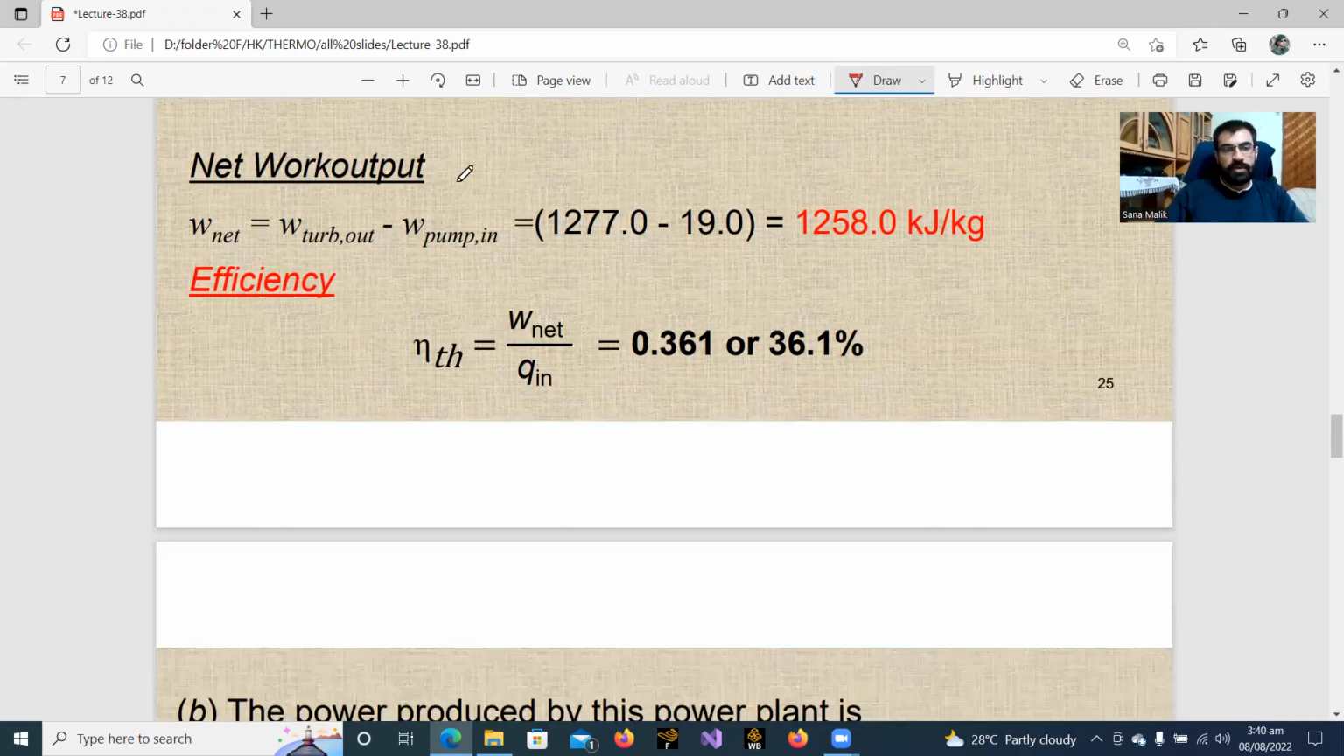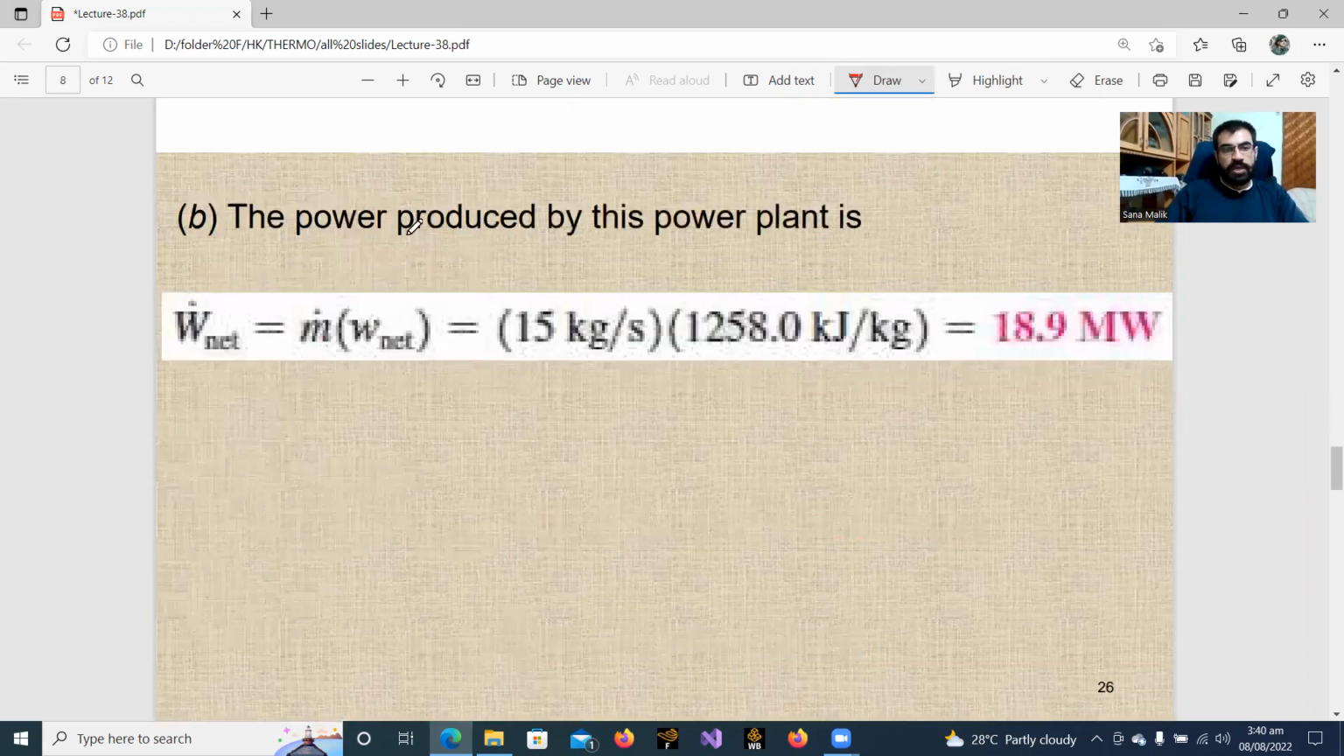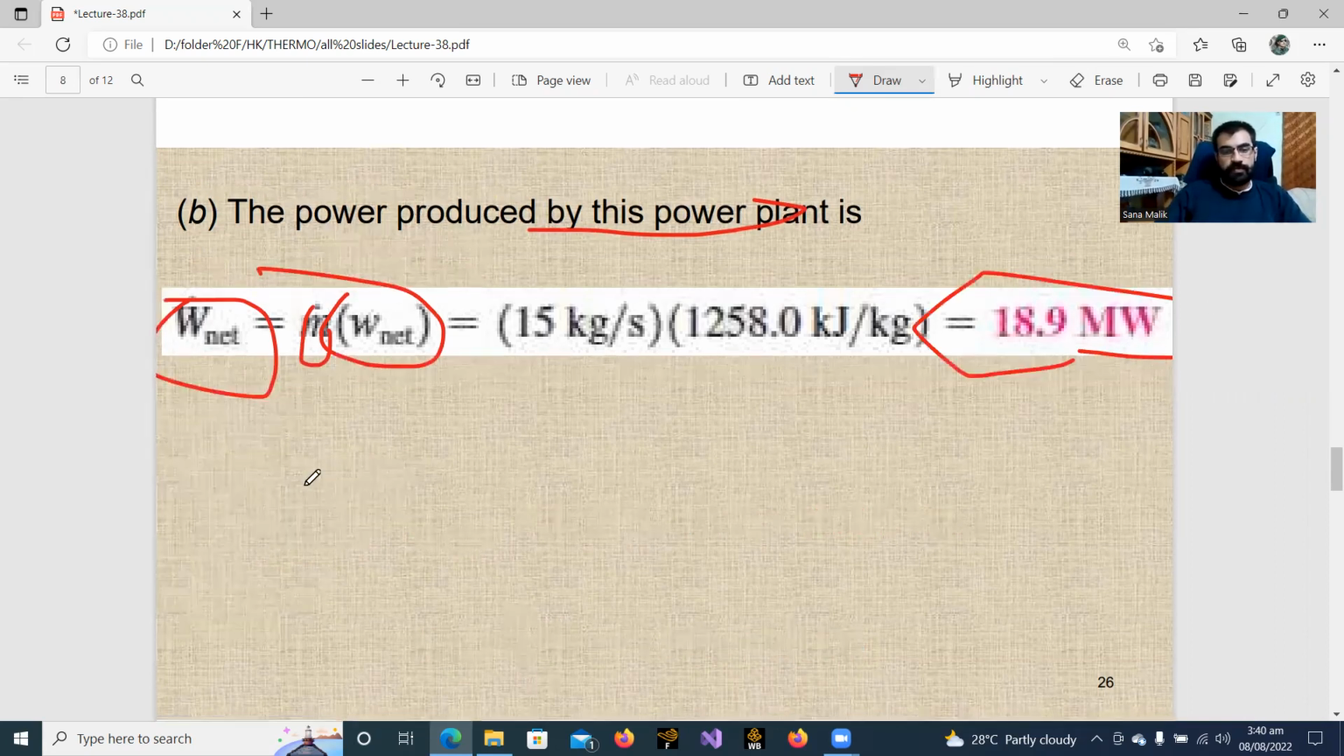Total net work is turbine work minus pump work, and for the efficiency, work net divided by heat input. So net power output is required, mass flow rate is given, we will multiply it with the work net, we will get net power output in megawatt.